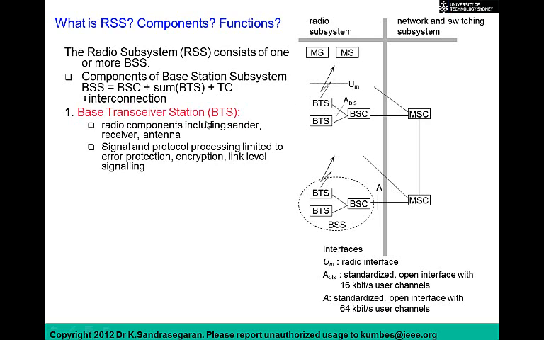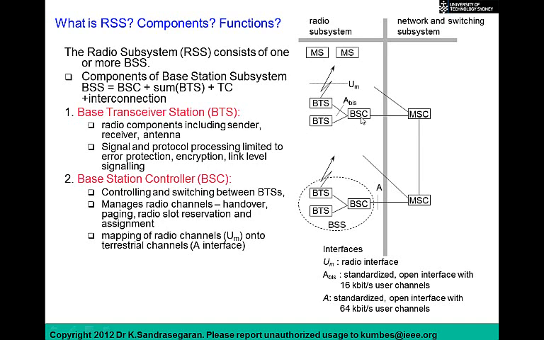So what does the BTS do? The most important function of the BTS is to communicate with the mobile station across the air interface. So it has to have a transmitter, a receiver, and antennas located reasonably high above the ground so that it can provide wide coverage. It also performs a number of signal processing functions, such as error protection, encryption, and signaling.